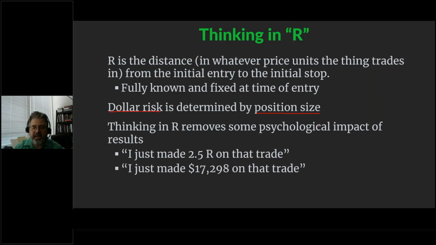Instead of saying, I made $10,000, I made $17,000, whatever on that trade, or I lost, you can just say I made 1.8 R, 2.5 R, I lost 1 R. It's also very useful because if you come to me to discuss your trading results and I say, what's your largest loss? I don't care, and you tell me, I lost $400,000 on a trade.